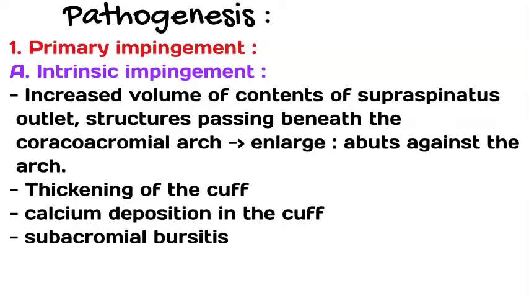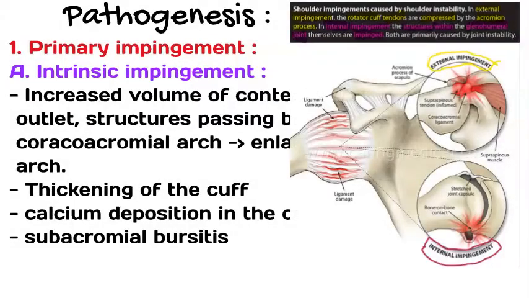The structures passing beneath the coracoacromial arch will enlarge and abut against the arch. There will be thickening of the rotator cuff. Calcium deposition in the cuff and subacromial bursitis occur. This figure illustrates shoulder impingement caused by shoulder instability. In external impingement, the rotator cuff tendons are compressed by the acromion process. In internal impingement, the structures within the glenohumeral joint themselves are impinged. Both are primarily caused by joint instability.